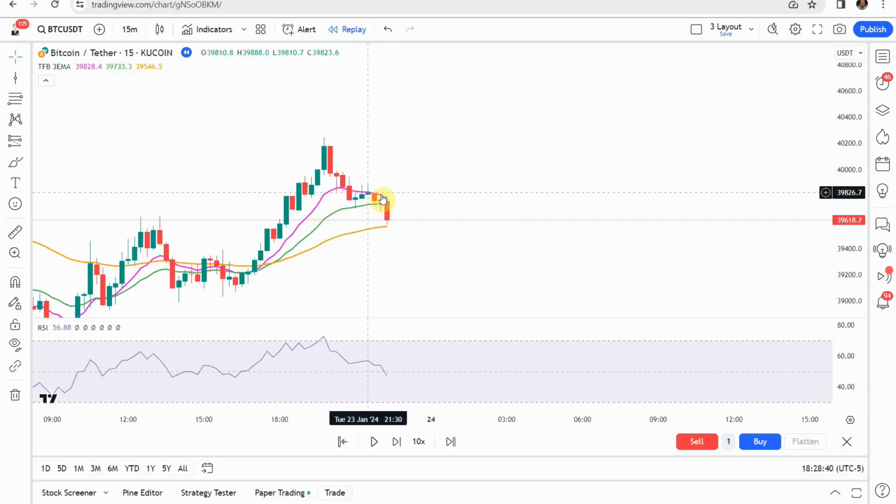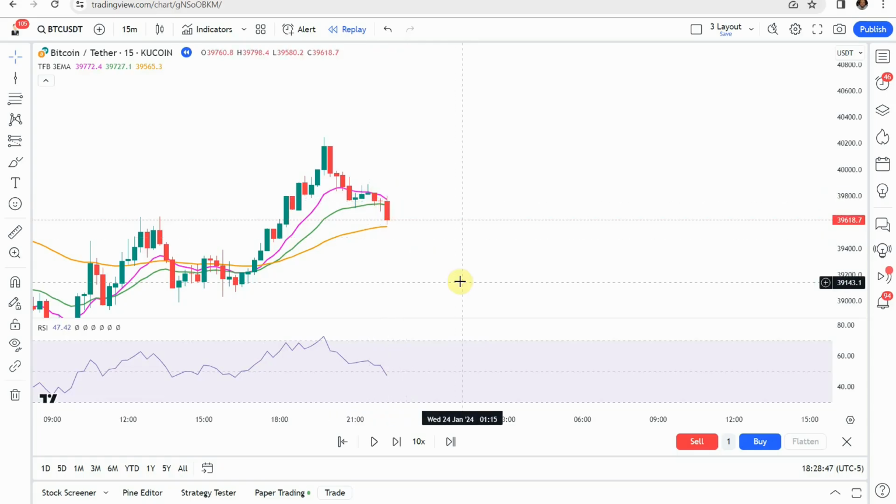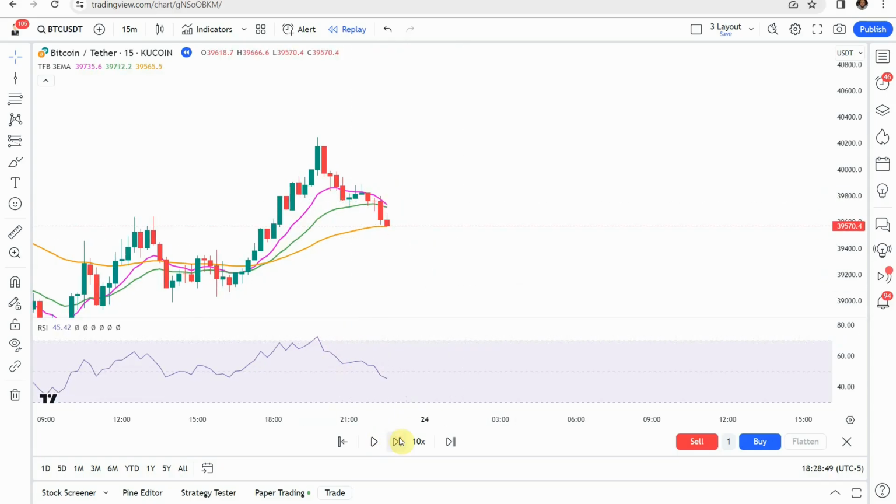Now what we're looking for is the EMAs at this point to still be completely separated. If they're touching each other at all, then it invalidates the signals. Go ahead and play this forward one more. And what we're now looking for is the first green candle to appear, and we get that right here.